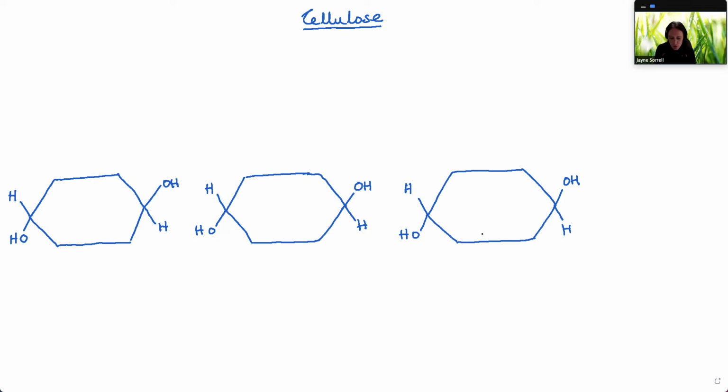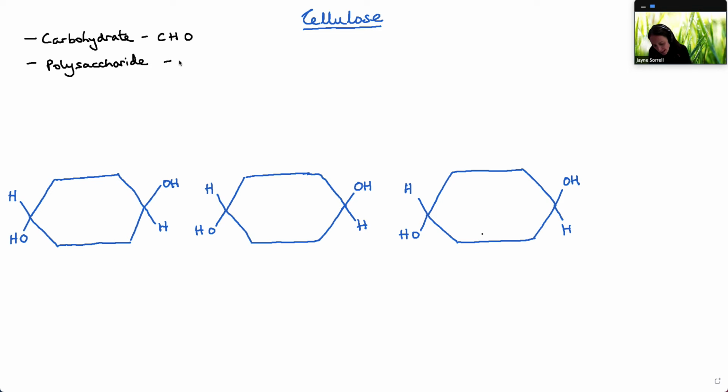So first of all, what is cellulose? Cellulose is a carbohydrate to start with. Being a carbohydrate means that it's made of only carbon, hydrogen and oxygen atoms. The specific type of carbohydrate that it is, is a polysaccharide. Check out my videos on monosaccharides and disaccharides to understand a little bit more about those.